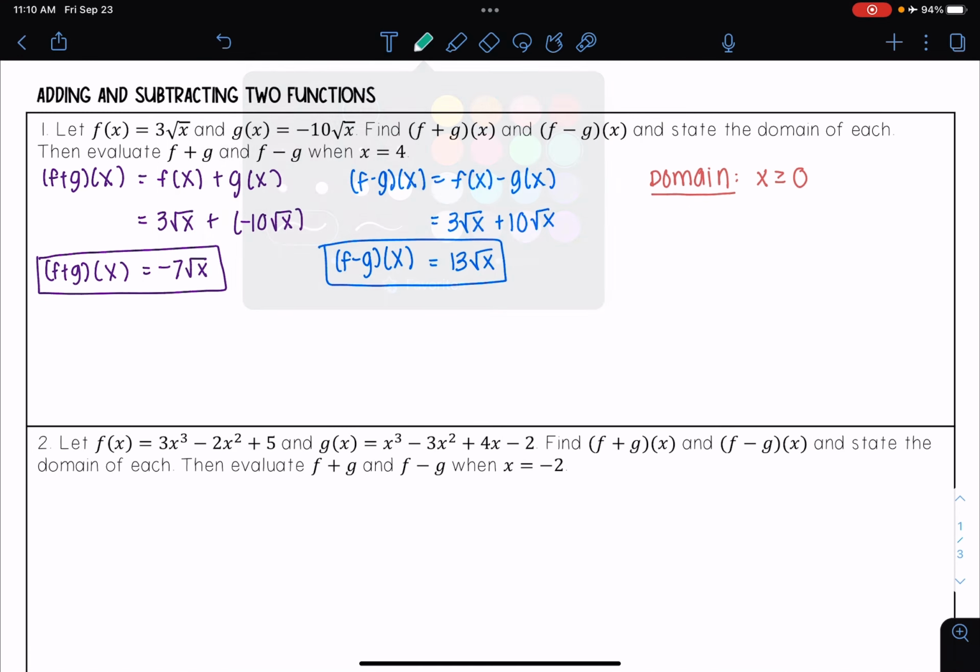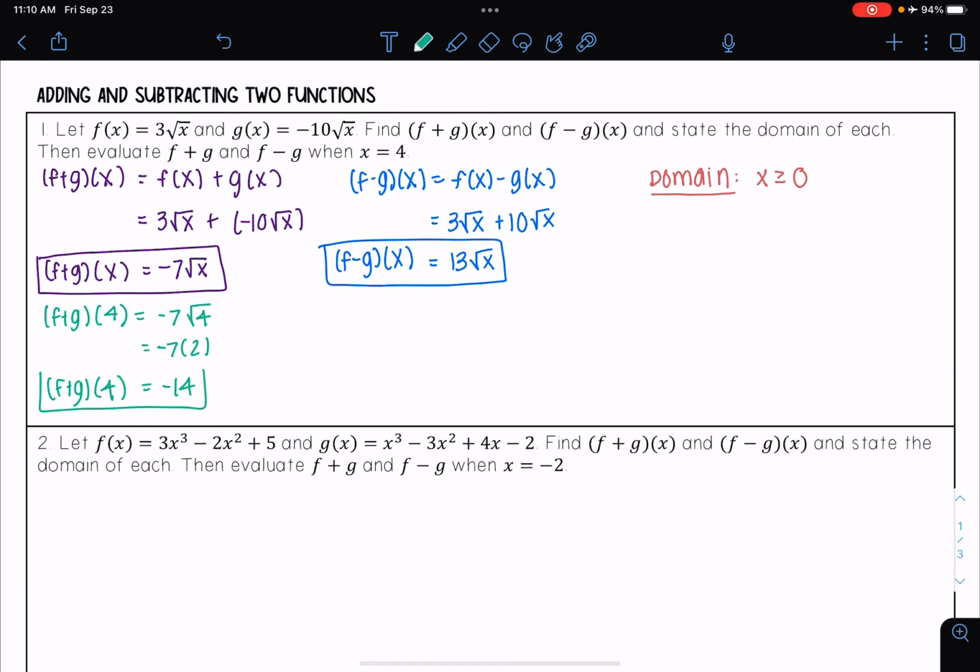And then now I'm going to evaluate both when x is equal to 4. So f plus g of 4 is equal to negative 7 times the square root of 4. Well, the square root of 4 is 2, so I have negative 7 times 2. And so f plus g of 4 is equal to negative 14. Doing the same thing with f minus g of 4, it is equal to 13 times the square root of 4, which is equal to 13 times 2. So f minus g of 4 is equal to 26.